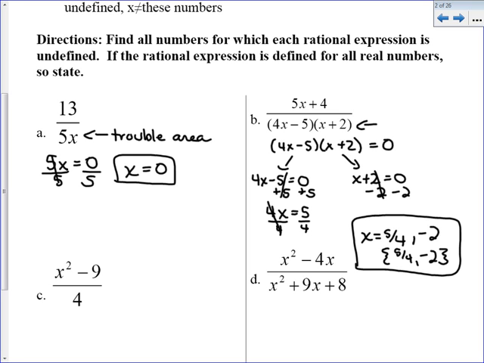So any questions so far on how we're finding these values, why we're finding these values, or on the solving steps? Because the solving steps are something that are on your test. Setting factors equal to 0. 6.6.